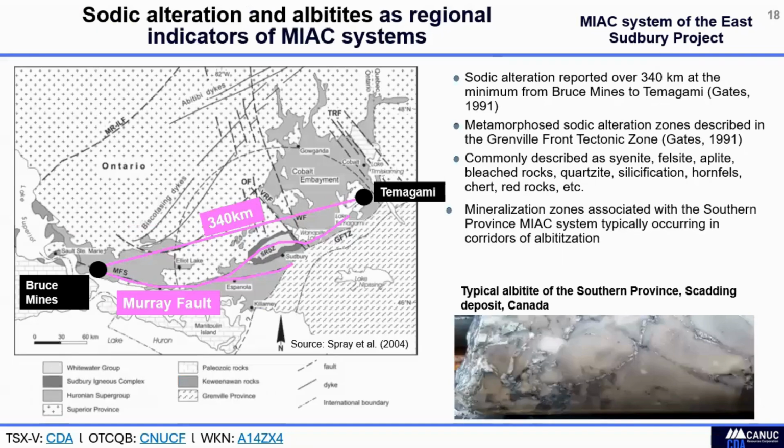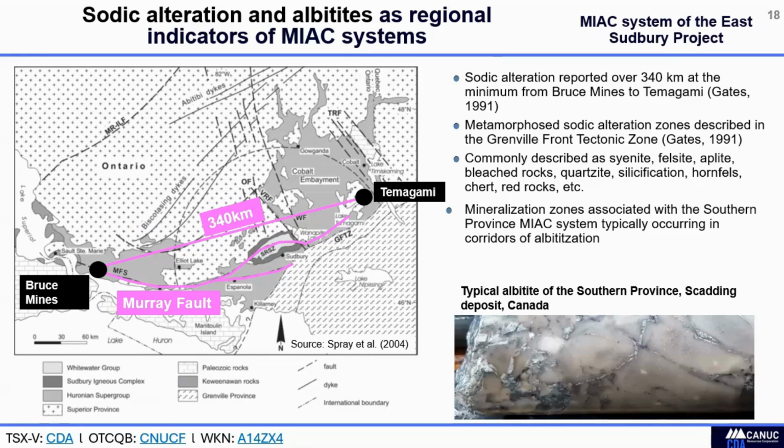One of the key indicators as well is the ubiquity of sodic alteration. The OGS did a lot of work in the 1980s and 1990s, and there's been a recognition that outside the Sudbury Basin, there's a very good spatial association between the development of sodic alteration, which can form albitite, and overprinting mineralization. The sodic alteration has been traced at least from Temagami to Bruce Mines.